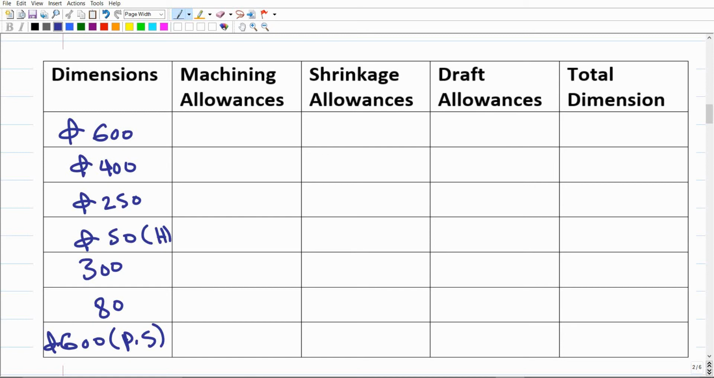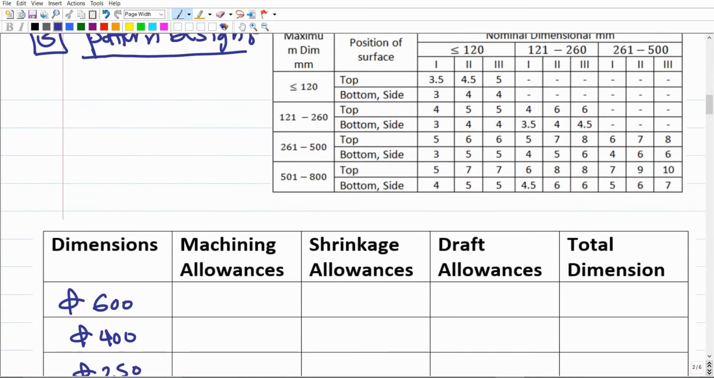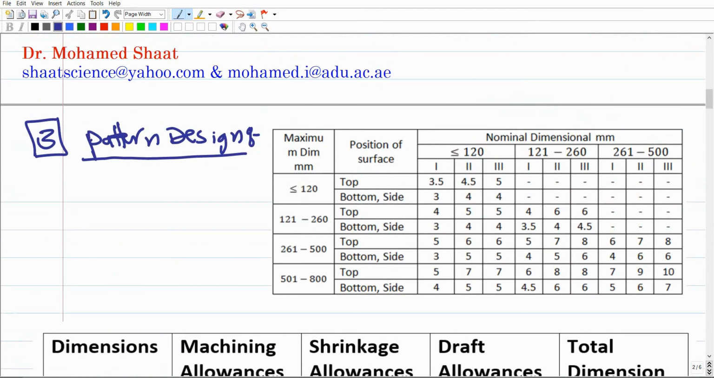Then our objective is just to fill in this table for the machining allowances. This table is already provided, and we're going to use it. We said that this table is a common table that you use for the machining allowance for steel. For any other material, there should be another table. For aluminum and cast iron, there are different tables. Anyway, the table will be provided to you, and the objective is just to use it to fill in the machining allowances.